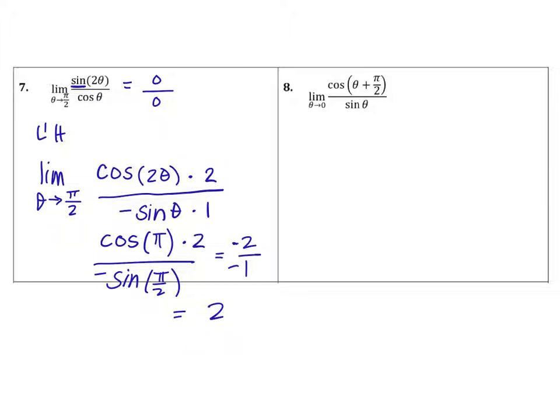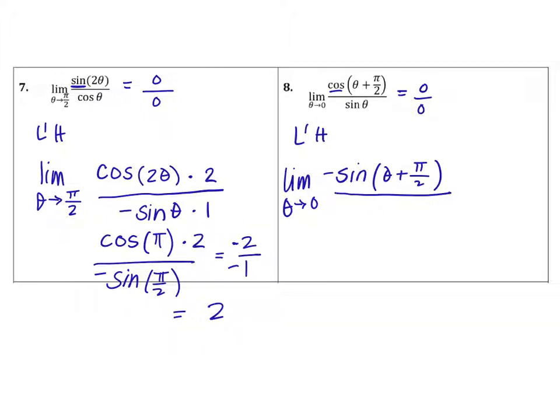Okay, so number 8, again, substituting in our 0, we're going to get 0 over 0. We do need to do our L'Hopital's rule. And when we do that, again, we're going to have the limit as theta approaches 0. And derivative of cosine is going to be negative sine of that angle, which is theta plus pi over 2, times the derivative of the angle. Pi over 2 is a number, so that's going to go to 0. And derivative of theta is just 1. Over derivative of sine is going to be cosine of theta.